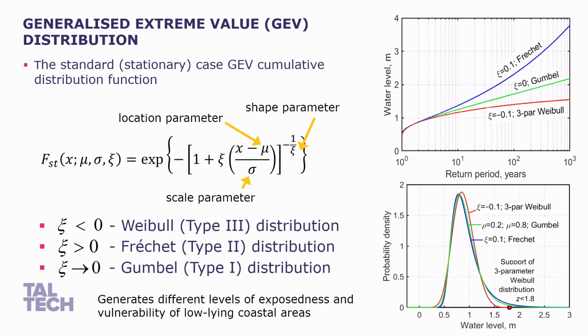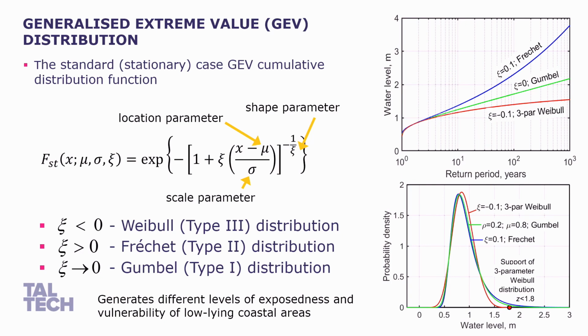And if these block maxima are independent, then they should follow the generalized extreme value distribution. For this distribution, we find three parameters: the location, scale, and shape parameters. And the shape parameter plays a central role in these projections. If the value of the shape parameter is negative, then this generalized extreme value distribution turns to Weibull, the three-parameter Weibull distribution.